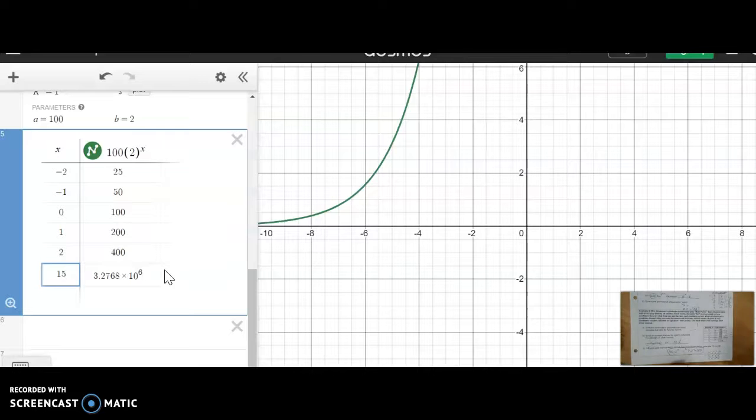But anyways, this is finding linear regressions, quadratic expressions, and exponential expressions using Desmos and using the regression format.